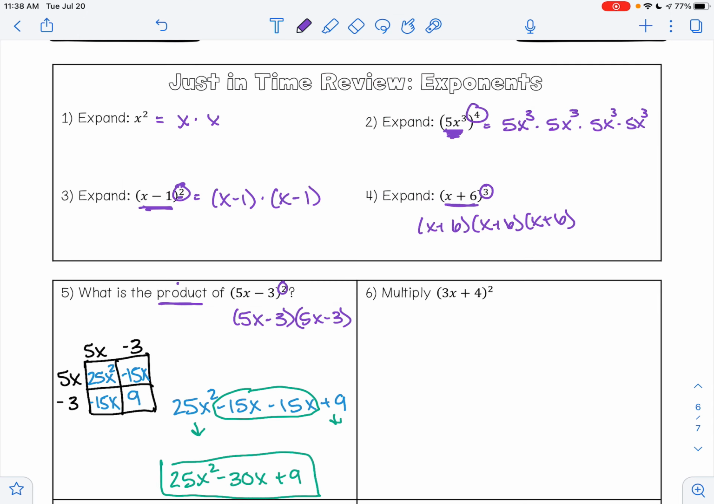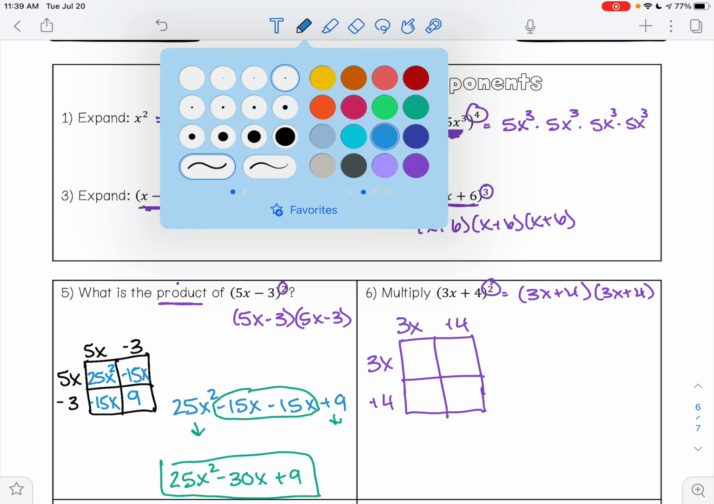For example 6, it says multiply 3x plus 4 squared. Again, this means that I have 3x plus 4 being multiplied by 3x plus 4. The exponent of 2 is telling me that I'm multiplying that base by itself twice. So from here, I can multiply these two binomials by using the area model. I'm going to take one binomial and write it down the side. I'm going to take the other binomial and I'm going to write it across the top.